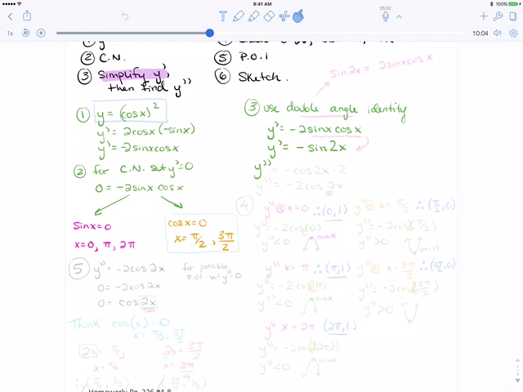Okay, so I find y double prime, take the derivative. The derivative of sine x is cos x, so this becomes negative cos of 2x times 2, so negative 2 cos of 2x. So this is my concavity.